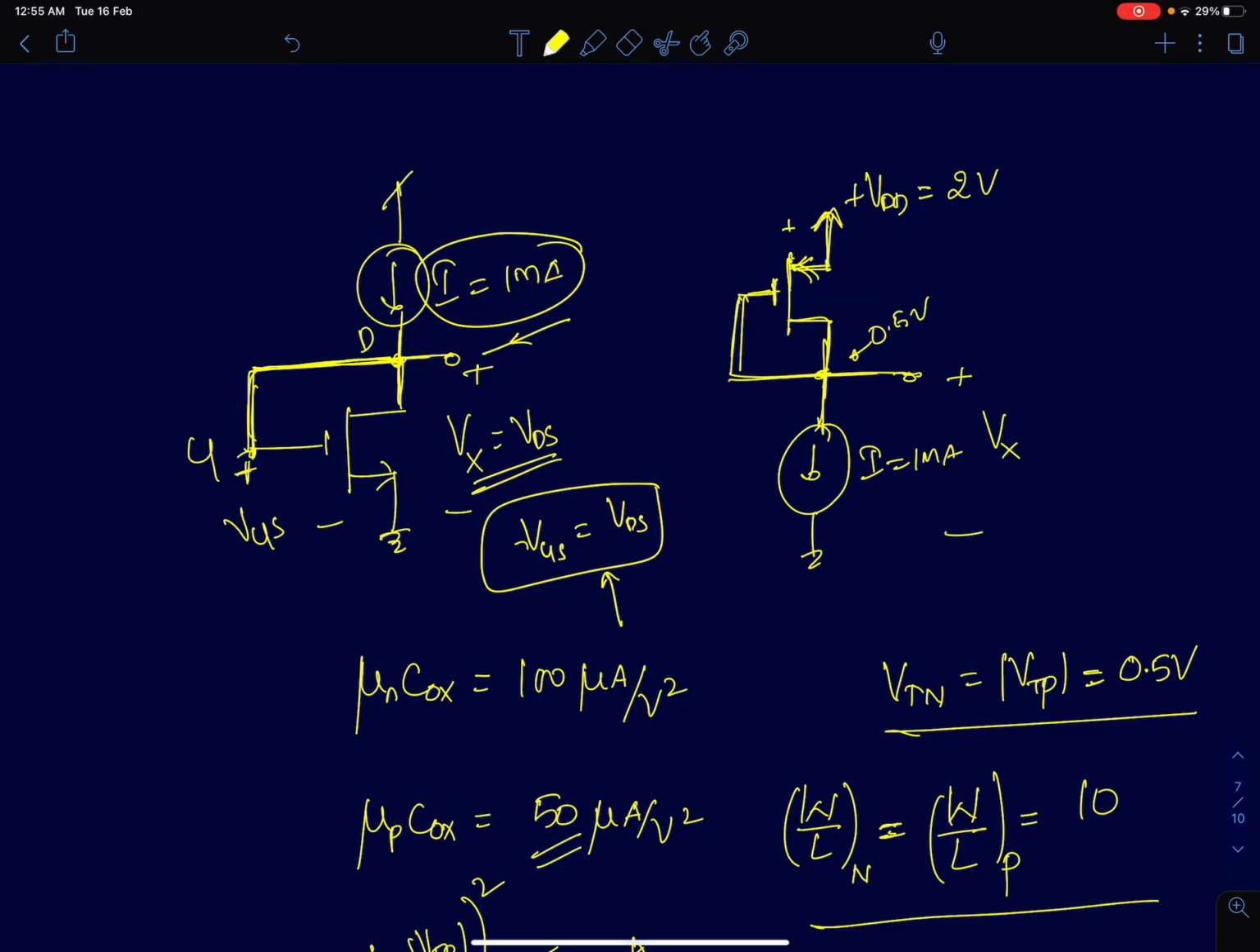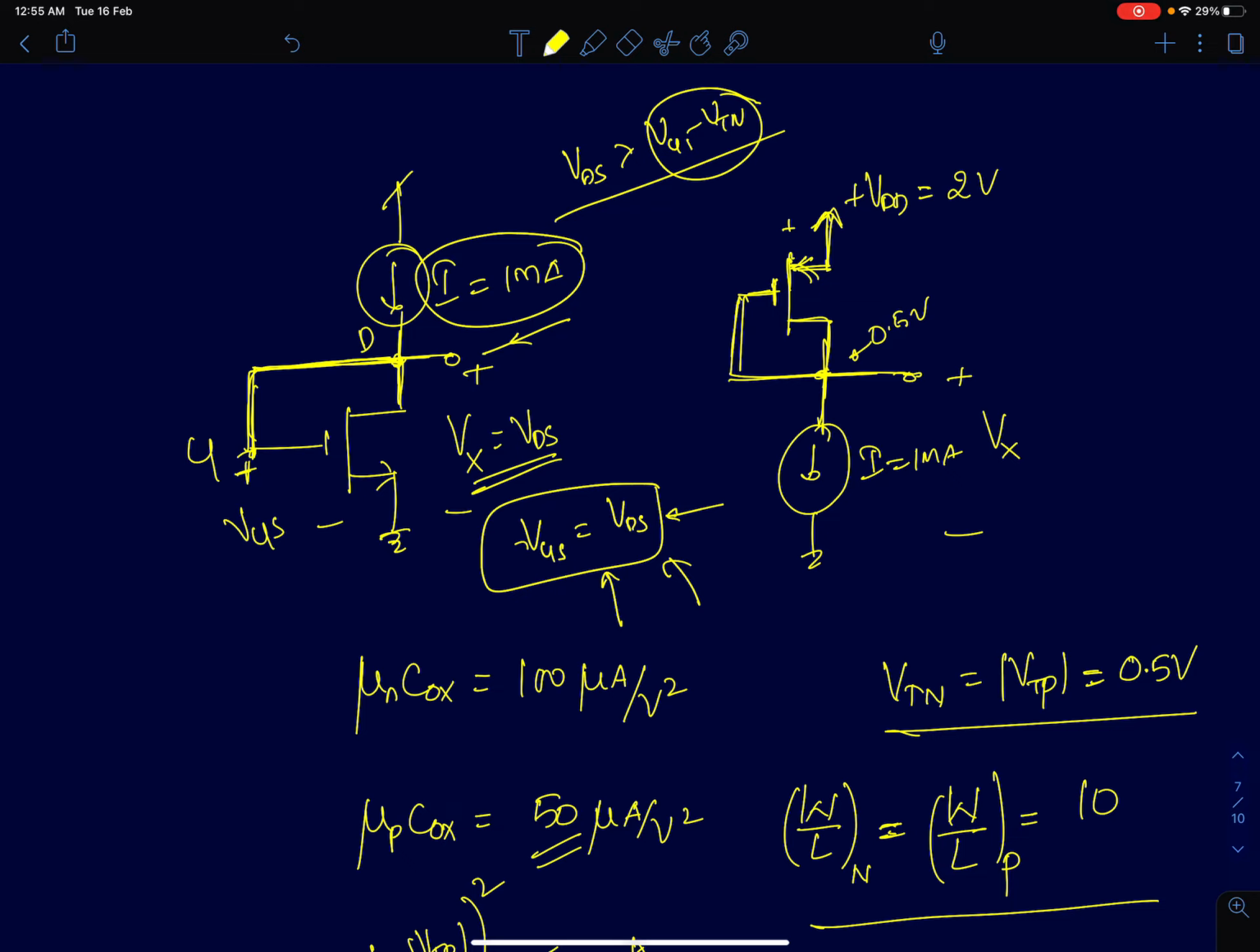Now the first thing you have to do is find the region of operation. Here VGS equals VDS. Because your VGS is equal to VDS, the condition for saturation is that your VDS should be greater than VGS minus VTN. But since VGS is equal to VDS, obviously VDS will be greater than VGS minus VTN. Therefore this device will be in saturation region.